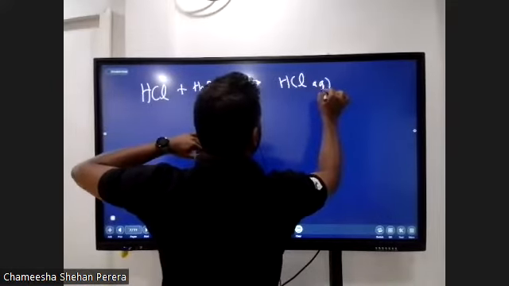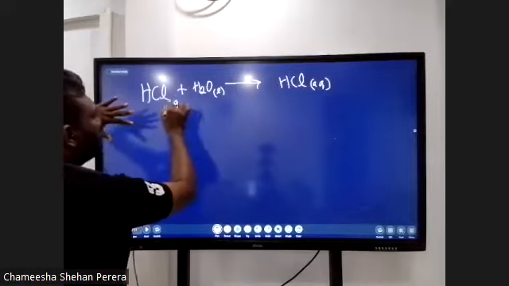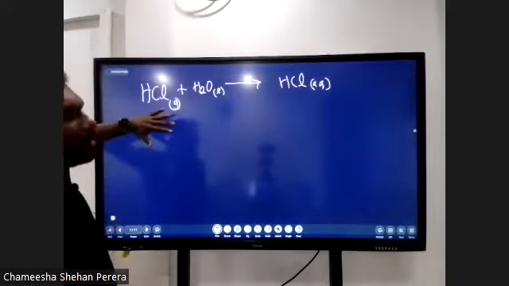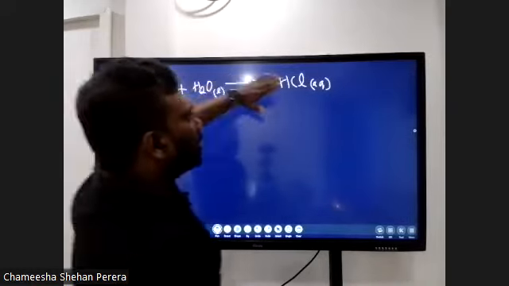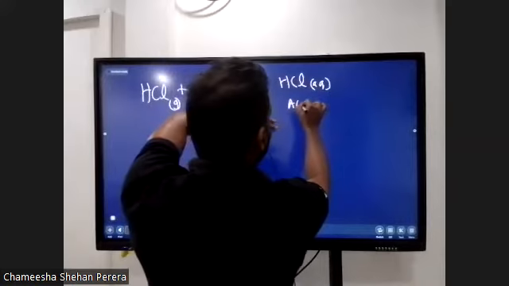HCl is actually a gas, 100% HCl gas. It is not acidic. When you mix it with water, it becomes HCl aqueous and then it is acidic.